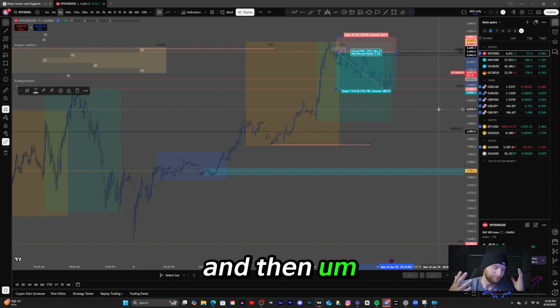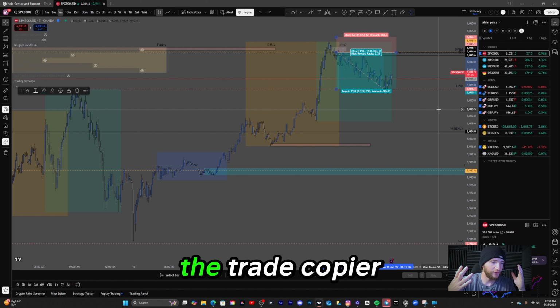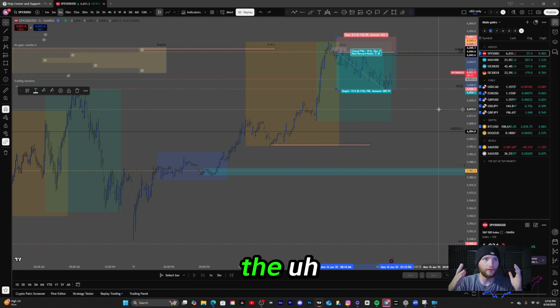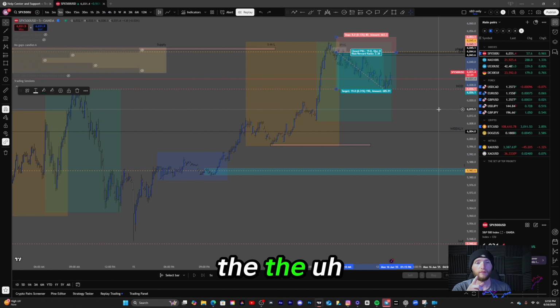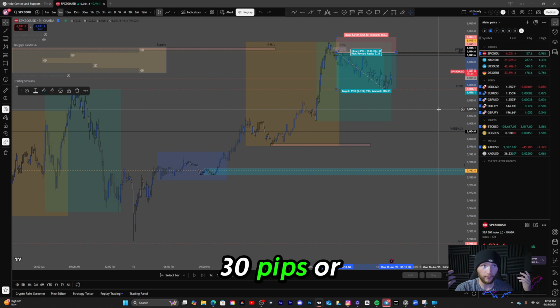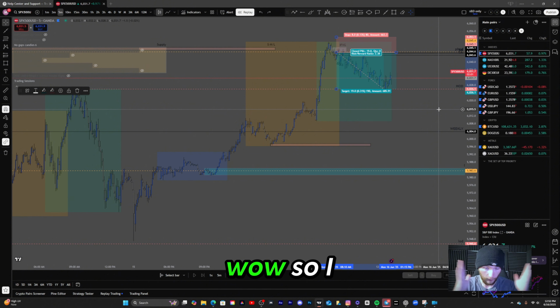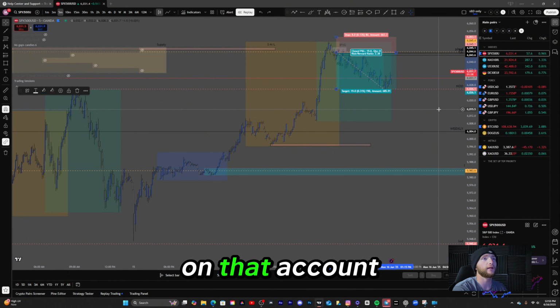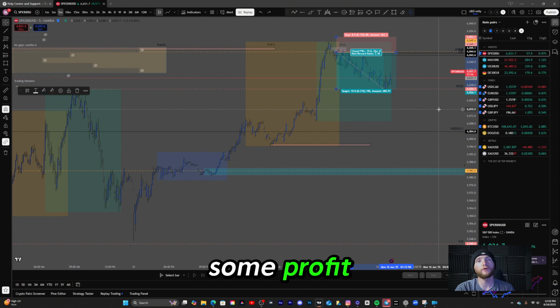And then the trade copier copied to the wrong asset. It was the high spread one. So I got taken out of the trade because of high spreads. I mean, those spreads were crazy. It was like 30 pips or something like that. It was like, wow. So I ended up losing on that account, but on this one, I was able to take some profit. So that is it for the trade recap.